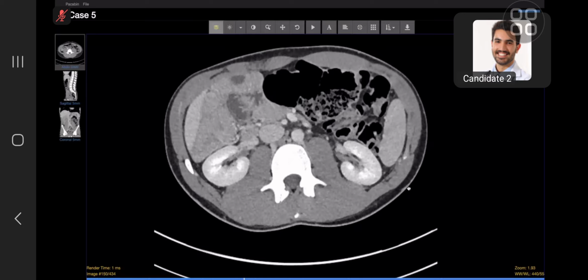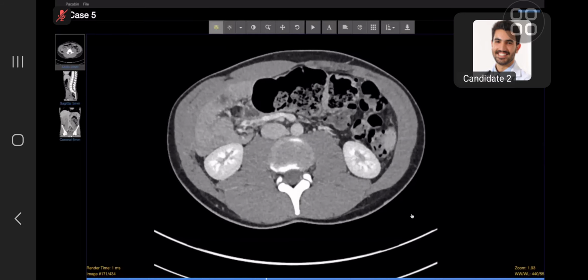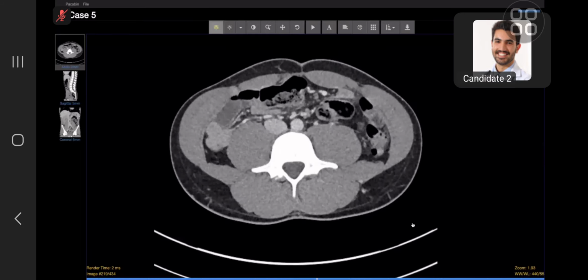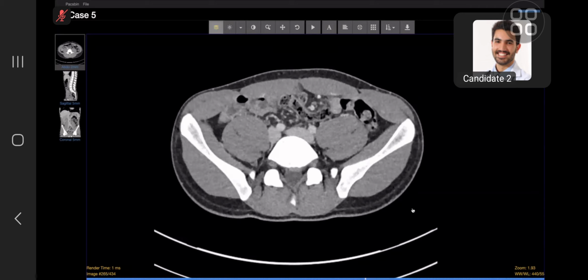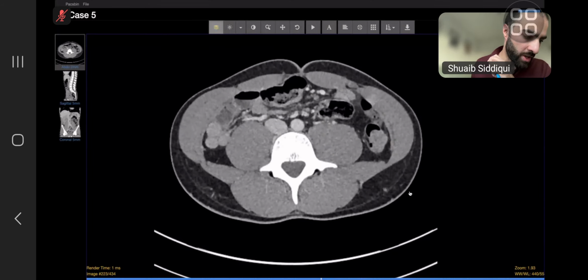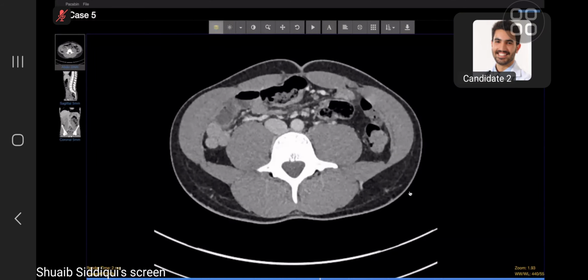Okay, when you go down, yes, here. Okay, so there is non-rotation. The duodenum is not going to the retroperitoneal region. Okay, so tell me, what do you think is going on? So this is non-rotation, but I don't see features of intestinal obstruction.